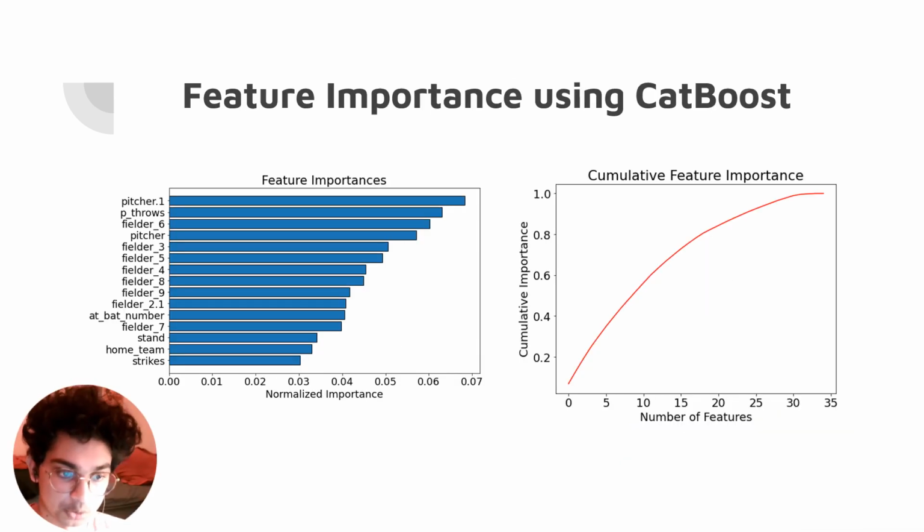As part of our results, we also decided to calculate feature importance using CatBoost, which is our most successful model. Out of the most important features, we found that who the pitcher was, how they threw, as well as different features of the team, such as who the fielders were, were the most important features. This suggests that it's actually a function of who the team is and how they like to field that also plays a key role in determining what pitches are thrown.